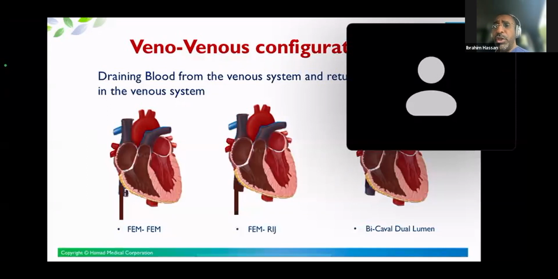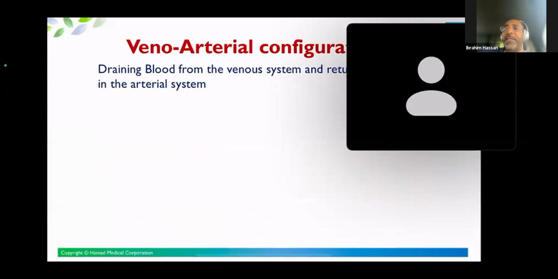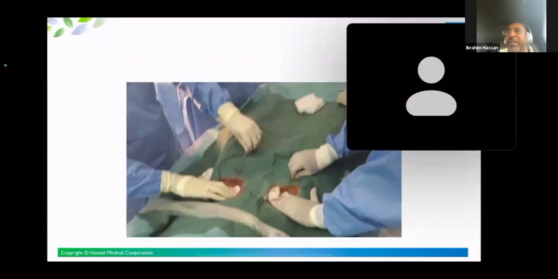Veno-venous ECMO is when you drain the blood from the venous system and you return it back to the venous system. You can return it in different ways: from a femoral configuration, which probably is the most commonly used in trauma patients, from the jugular, and you can have a bicaval cannula. This is pure respiratory support and has no effect on the cardiac output. If you go to veno-arterial ECMO, you drain the blood from the venous system and return it to the arterial system, bypassing the biventricle. So that gives you cardiac output support and some respiratory support as well. And it also has different configurations.